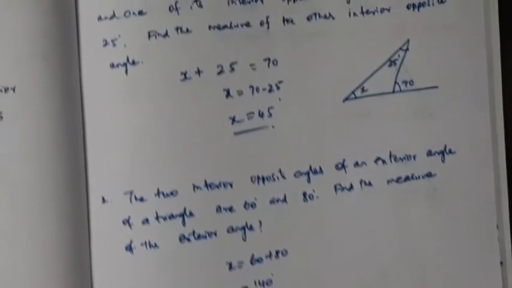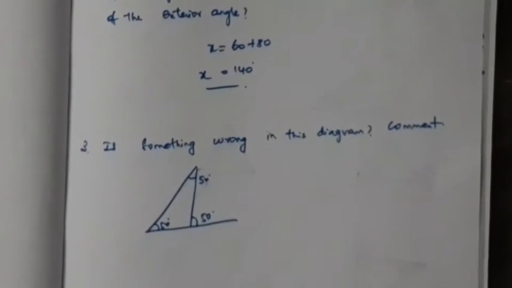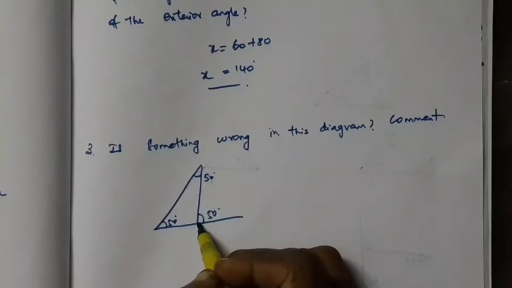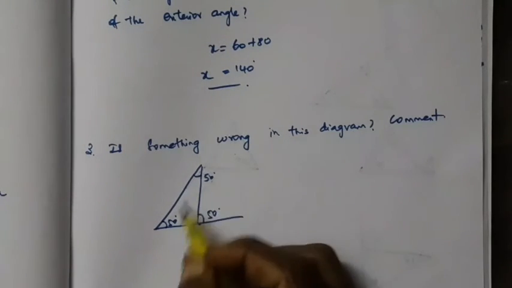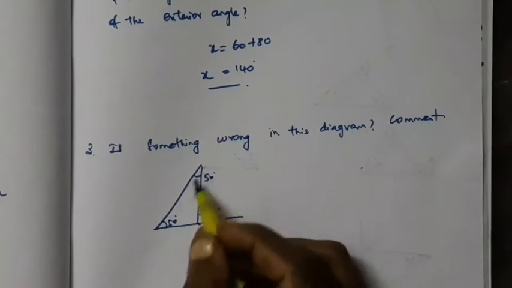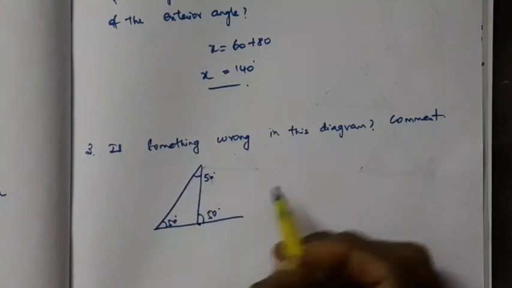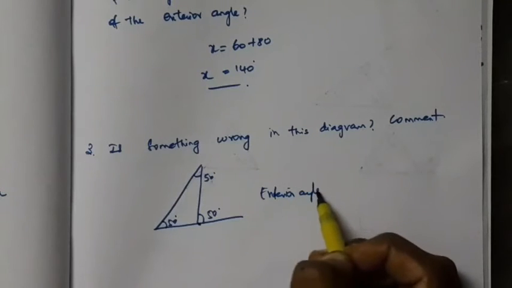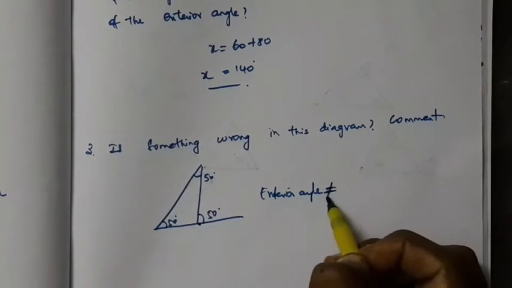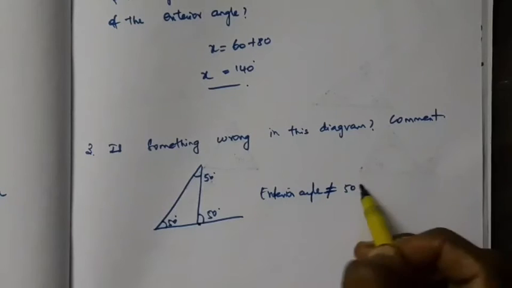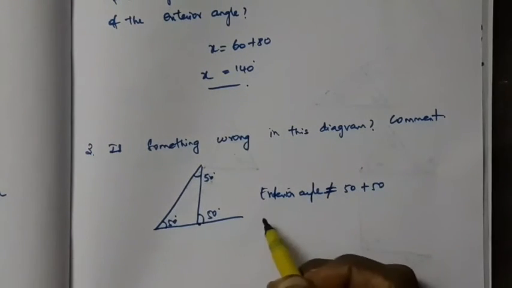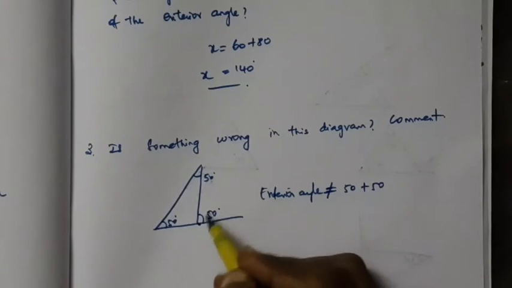The next: is something wrong in this diagram? Yes, because this is the exterior angle, so this should be the sum of these two angles. If you add this 50 plus 50, the exterior angle is not equal to 50 plus 50. That is the reason this is wrong. So it should be 100.